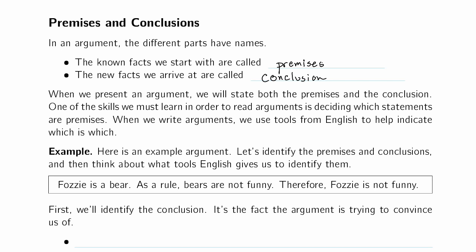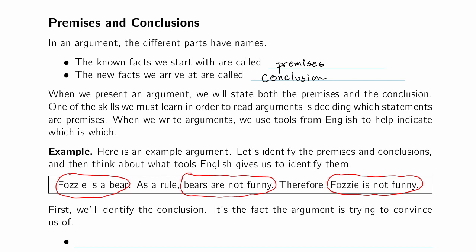So here's a very simple argument. This argument says, Fozzie is a bear. As a rule, bears are not funny. Therefore, Fozzie is not funny. So there are three facts that we're stating in this argument. Fozzie is a bear. That's a fact that this argument is telling us. Bears are not funny. And therefore, Fozzie is not funny. Those are the three facts that this argument is telling us.